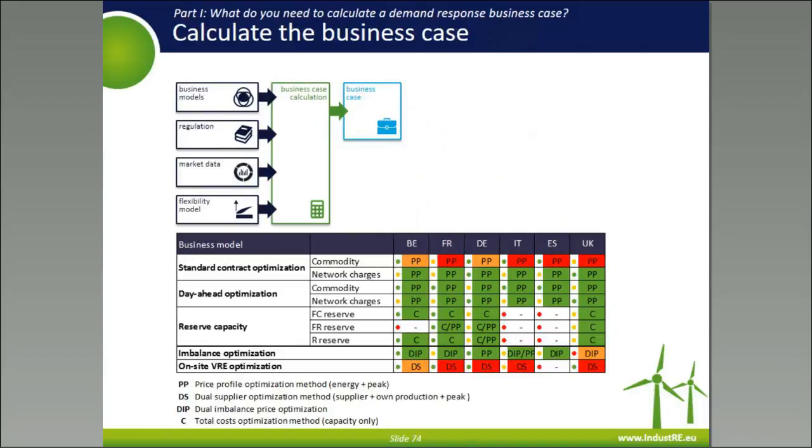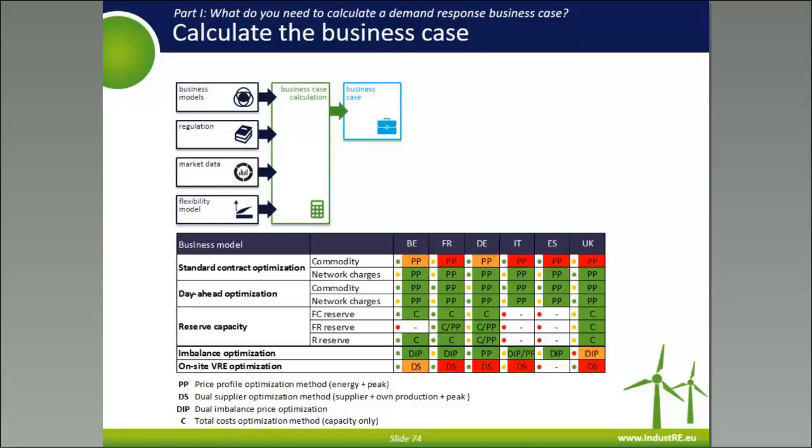Good. Then you bring everything together. And what we try to do in the project as well is limit the number of ways to calculate a business case. That's what we call business case calculation methods. So for example, whether I calculate a time of use optimization in France or a day ahead optimization in Spain, we can calculate that with the same optimization method.